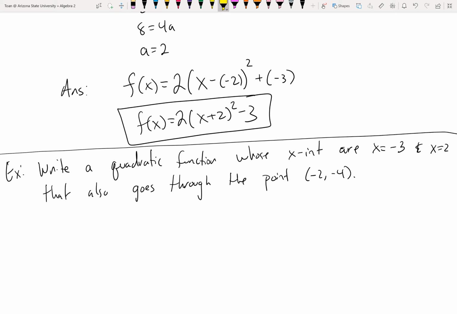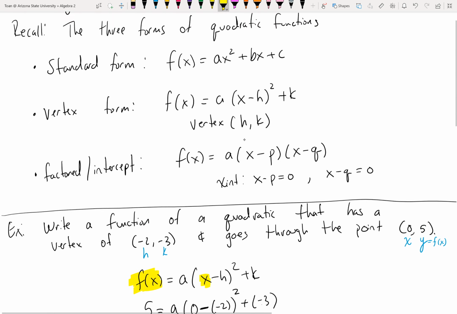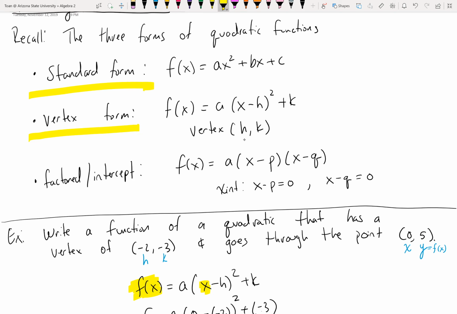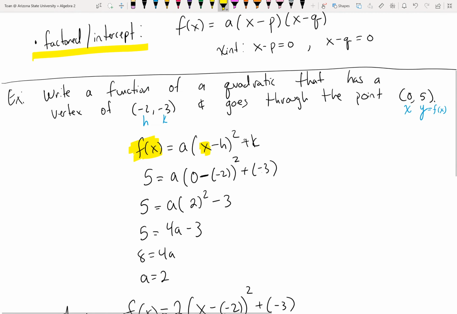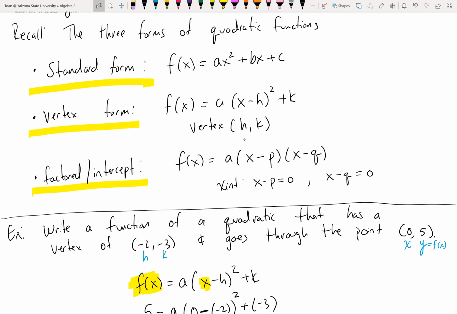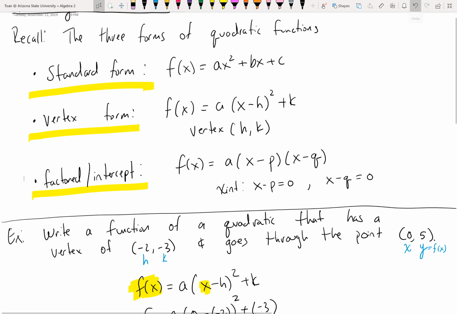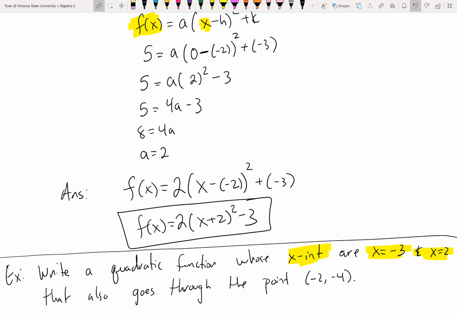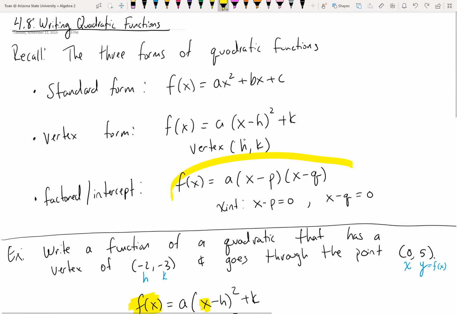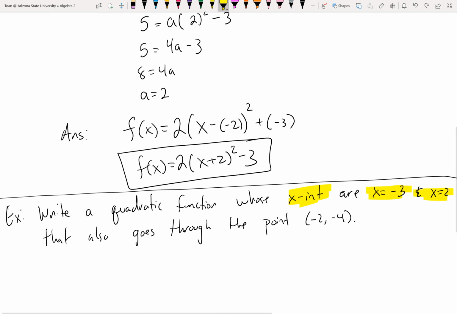Well, gee, let's survey and scan the information we're given. Write a quadratic function whose x-intercepts are, so they give us x-intercepts. We have 3 forms of an equation: standard form, vertex form, factored or intercept form. They give us x-intercepts: standard form, vertex form, intercept form. I wonder what form we're going to use. Again, I'm being very thick and obvious about this. I hope it's no big surprise that, hey, if they give us x-intercepts, we should probably use intercept form. So I'm going to go ahead and write that down.